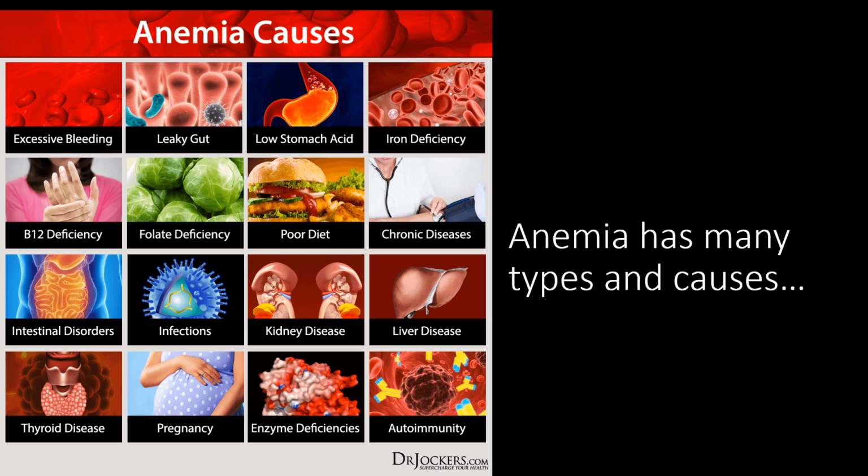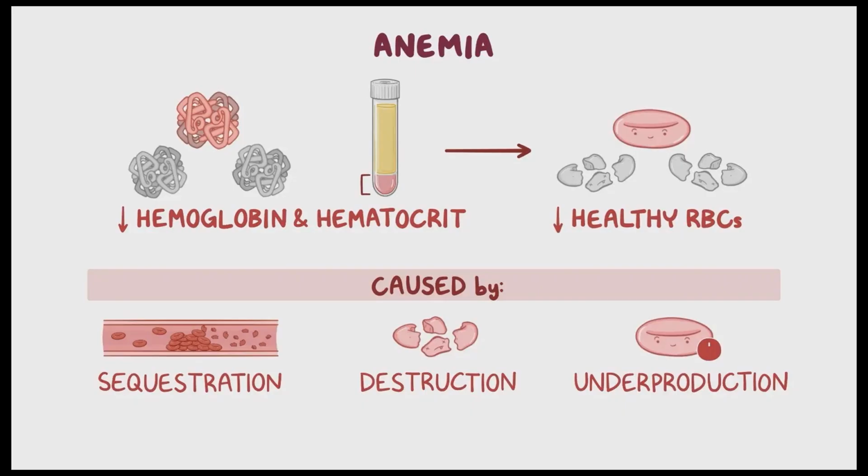Anemia has many causes. It's not always iron deficiency. It could be other nutritional deficiencies. It could be blood loss. It could be chronic diseases. It could be autoimmunity, liver disease, and so on. Bottom line is when someone has anemia, which by the way is not a disease by itself, it's actually a sign that something else is in trouble in the body.